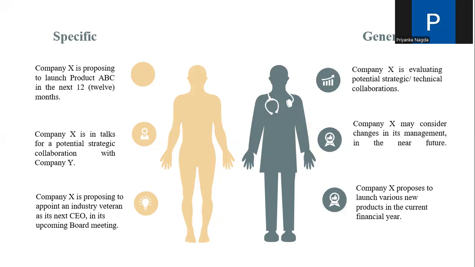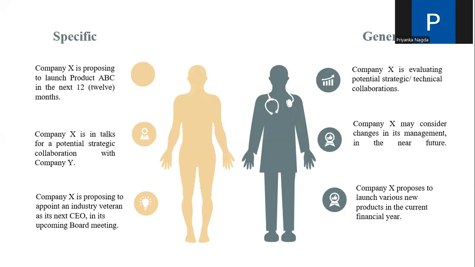Giving a second example also: if there is one illustration that company X is in talks for a potential strategic collaboration with company Y. And then there is again one more piece of information: company X is proposing to appoint an industry veteran as its next CEO in its upcoming board meeting. If you see, both of these pieces of information have great clarity that this event is going to happen rather than not going to happen, and they have specific information about the company and the proposed transaction. Hence, this information is specific. If such details are not given, then we can consider it as general. So this is something which I would like to highlight about specific versus general.